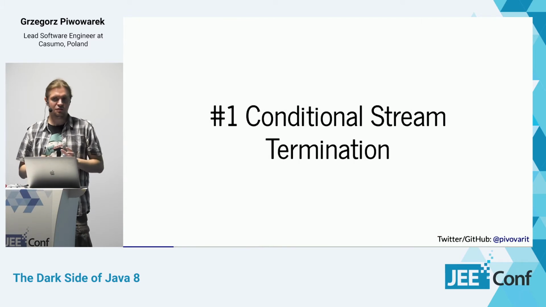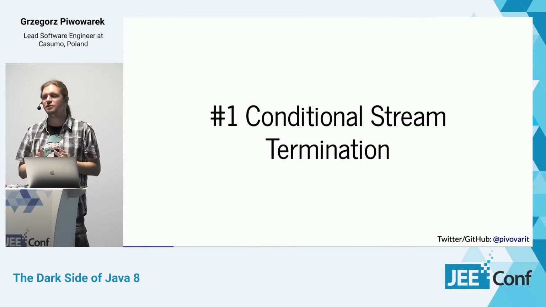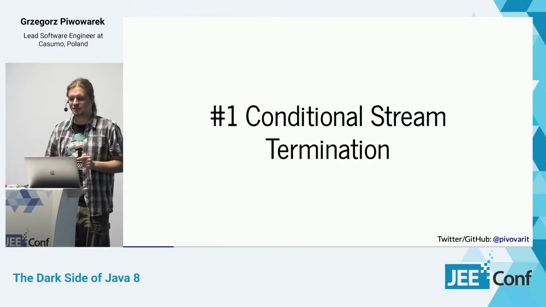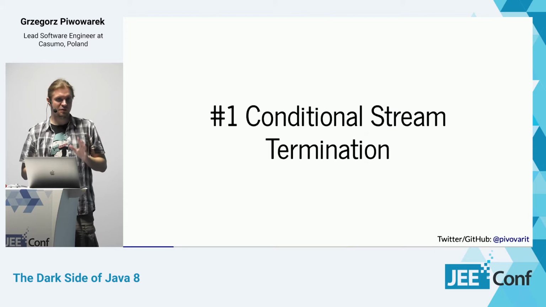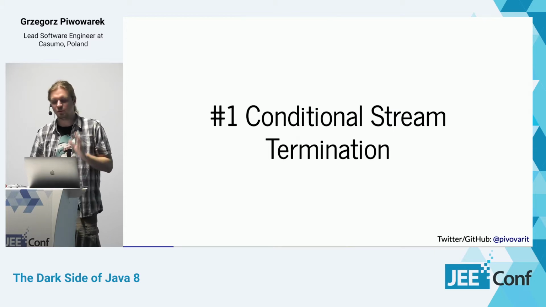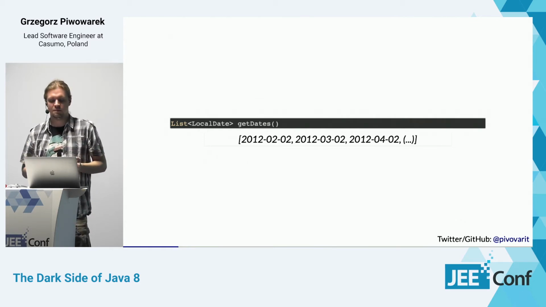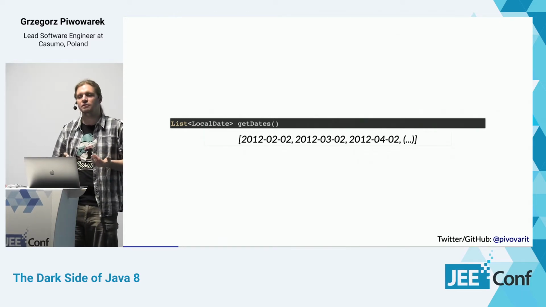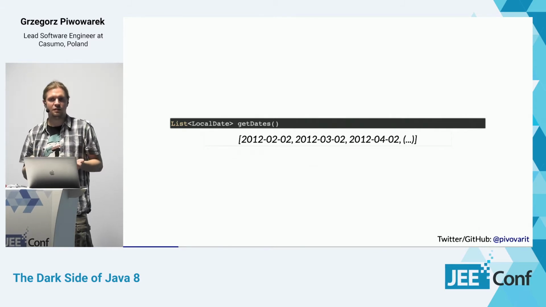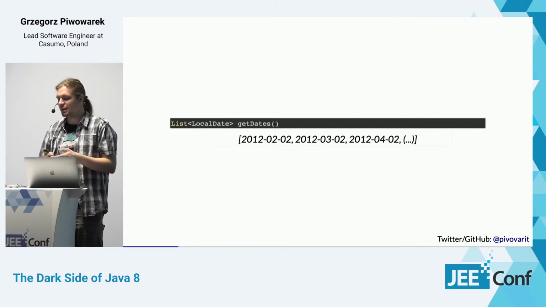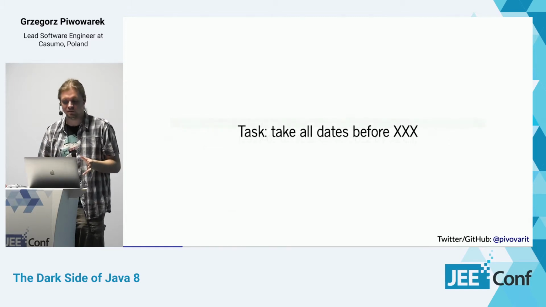So the first issue is very trivial, but it's very important to build suspension before other bugs that are coming. So, a very simple scenario, conditional stream termination. Imagine that you have a simple list returning dates. But let's say those are dates of users getting registered over time. So we know that those dates will be increasing, okay? Pretty much sorted in time. And our task is to just take all dates before a certain date.